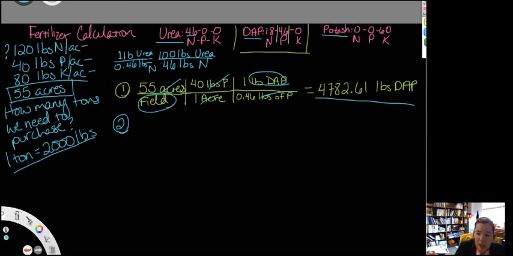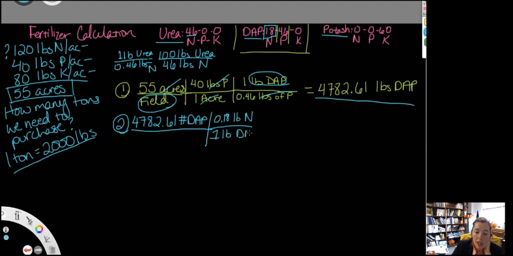So we have our 4,782.61 pounds of DAP. The hashtag is also a pound symbol. So we get our pounds of DAP, and this is when we start to look at what this value is, because since we have 18% nitrogen in our DAP, then we've got 0.18 pounds of nitrogen per 1 pound of DAP.